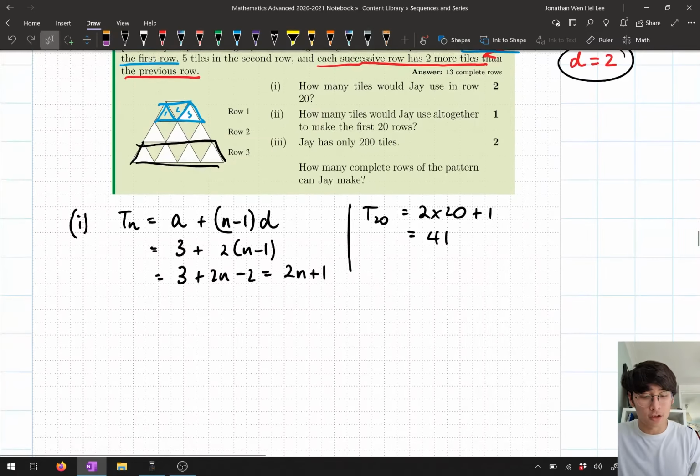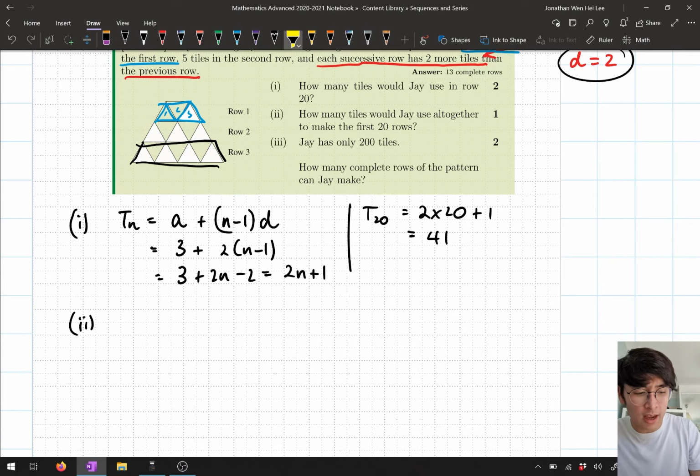Okay, part 2. How many tiles would J use altogether to make the first 20 rows? Now have a look at this one again. Is it asking me to find out the partial sum, so the sum of the first 20 rows, or is it just asking me to find the 20th row? Here is where it's different, because we want to see how many tiles J would use altogether to make the first 20 rows. So we want to actually find S20.